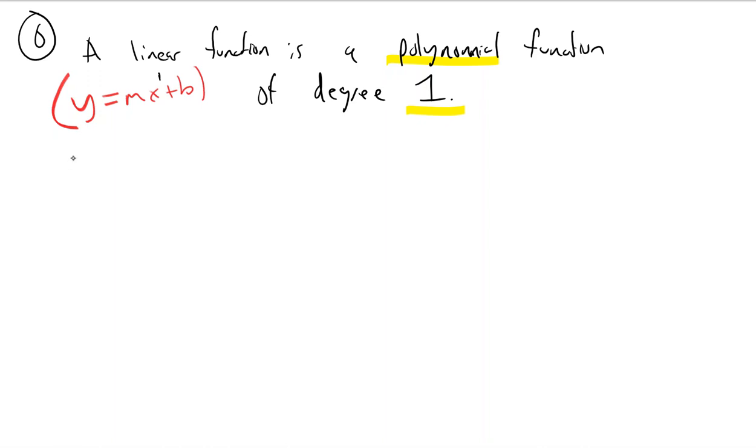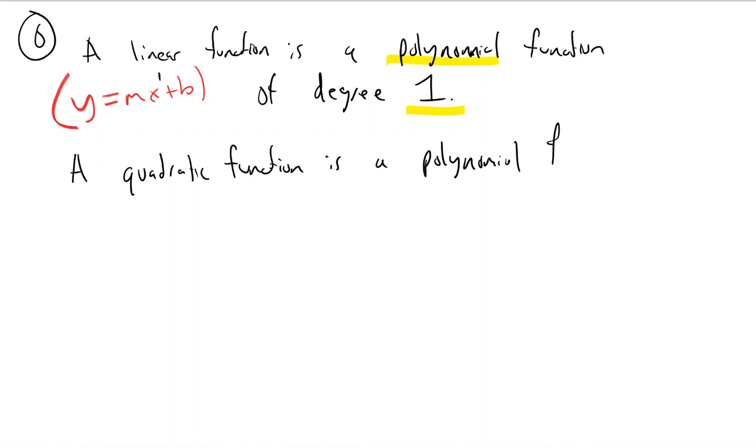A quadratic function is a polynomial function of degree 2. And that's because in quadratics the biggest exponent is a 2.